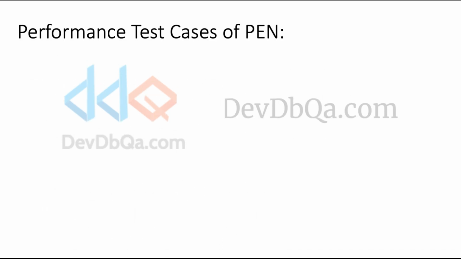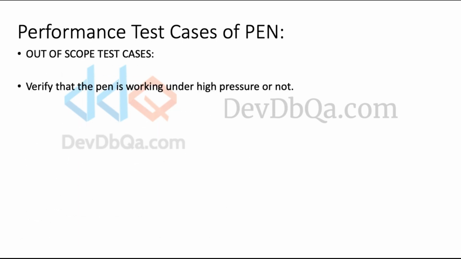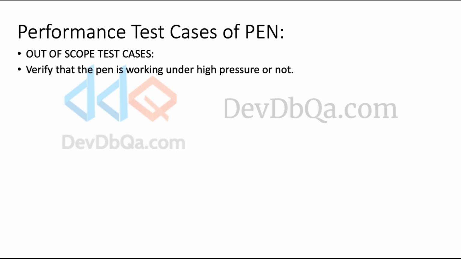Now the performance test cases of the pen. Number 1 is the out of scope test cases that we are not able to test in real time in the real world. Verify that the pen is working under high pressure or not. So we are not able to generate high pressure to test this test case. So these are the out of scope test cases.